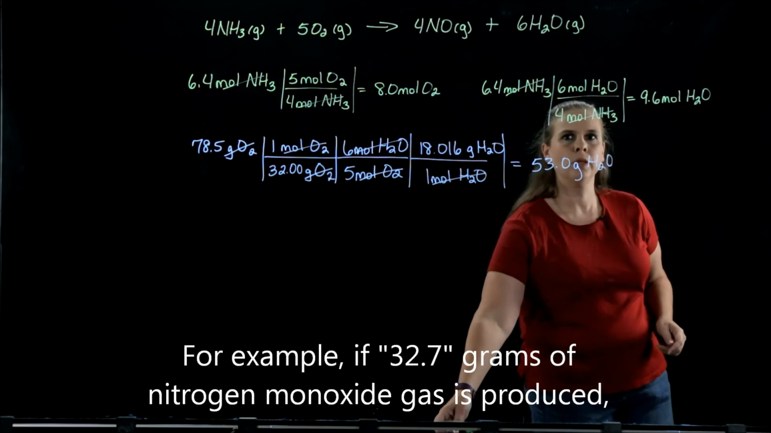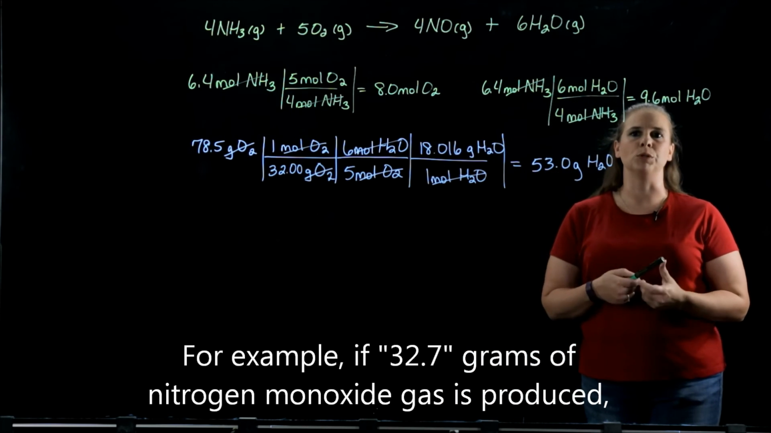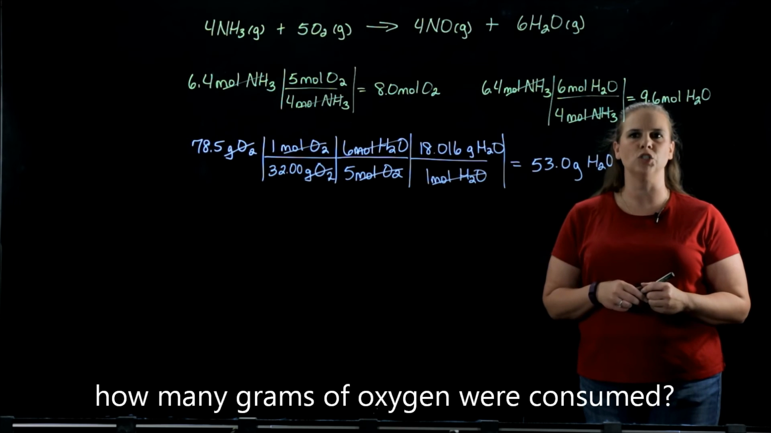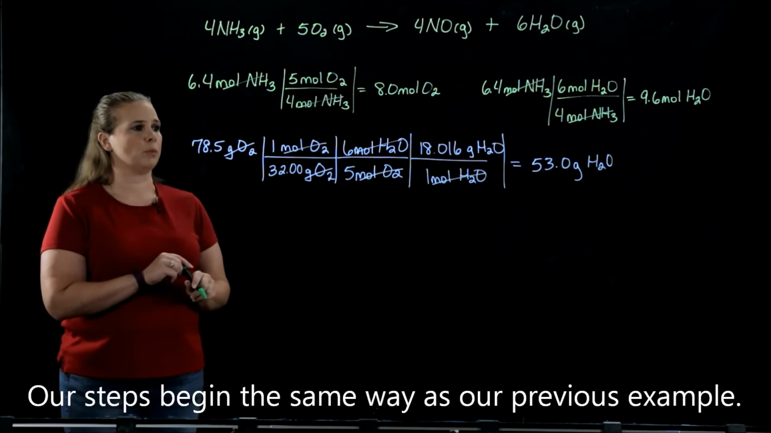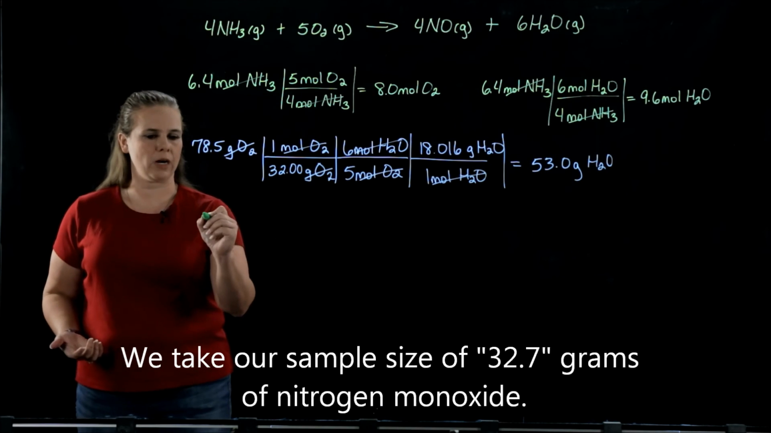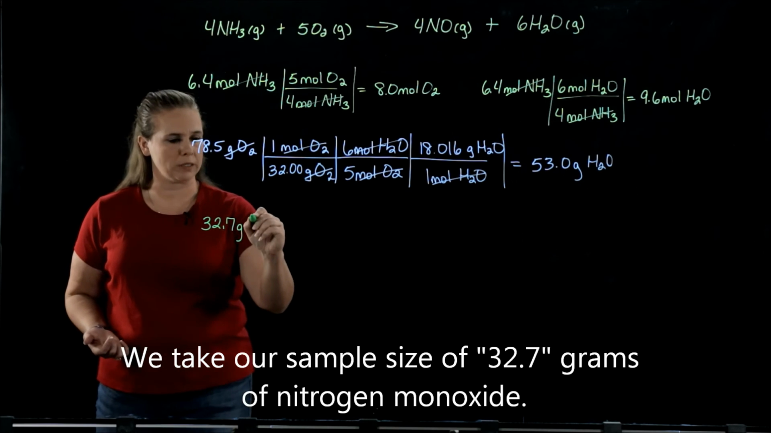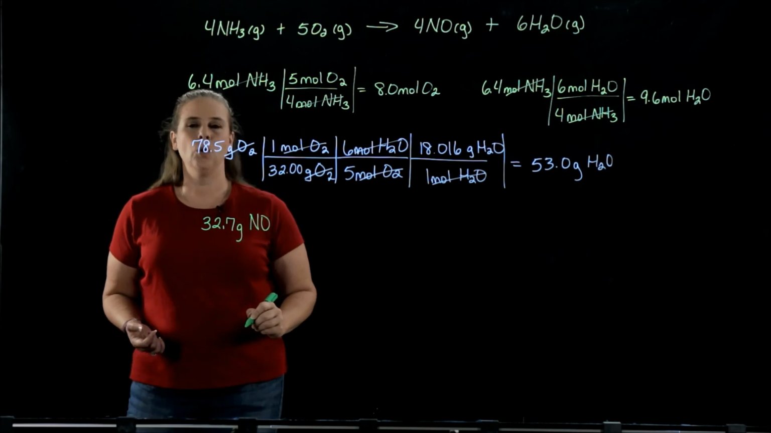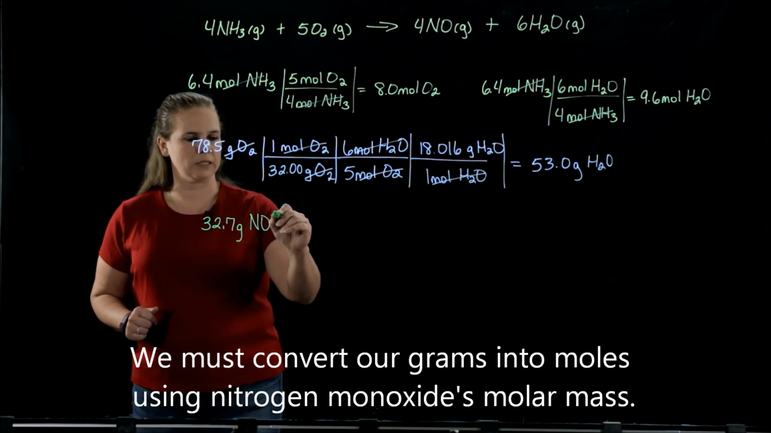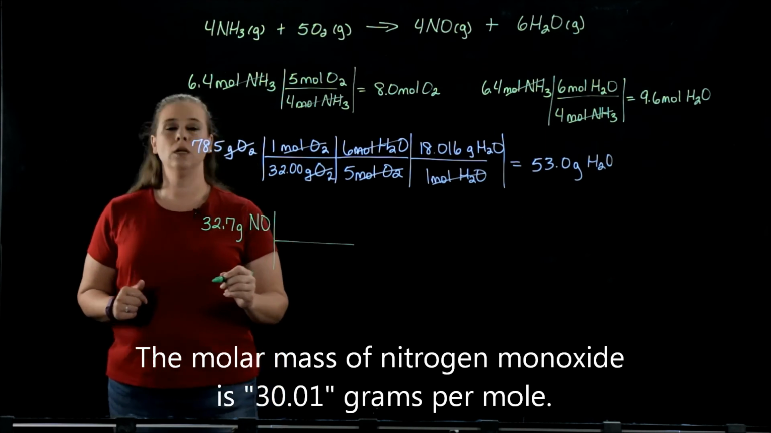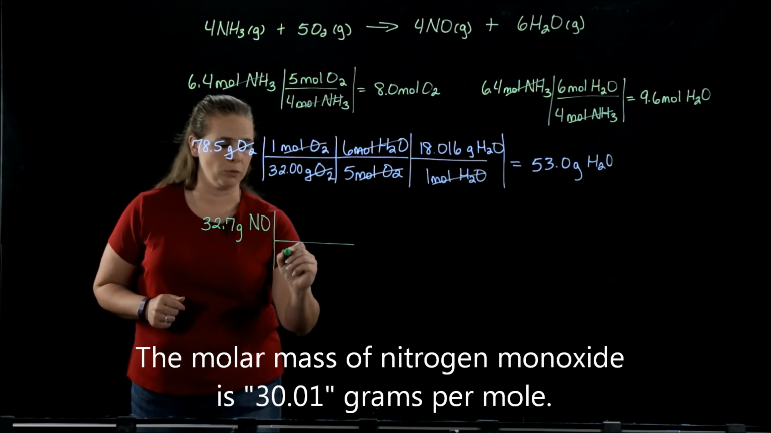For example, if 32.7 grams of nitrogen monoxide gas is produced, how many grams of oxygen were consumed? Our steps begin the same way as our previous example. We take our sample size of 32.7 grams of nitrogen monoxide. We must convert our grams into moles using nitrogen monoxide's molar mass. The molar mass of nitrogen monoxide is 30.01 grams per mole.